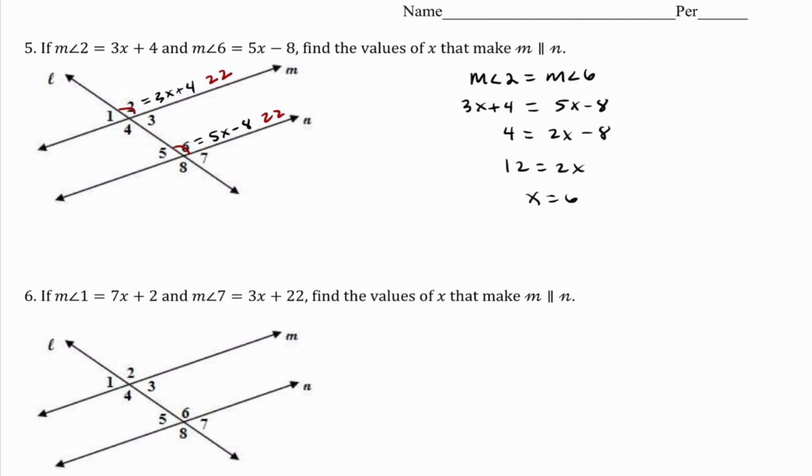Now, by the corresponding angles converse, we can see that these two lines are intersected by a transversal, and the corresponding angles are congruent. With those conditions, we can say that lines M and N are parallel to each other.